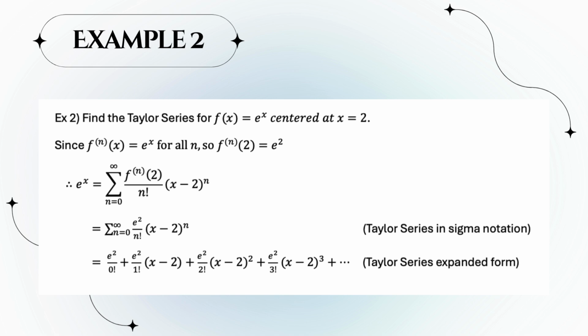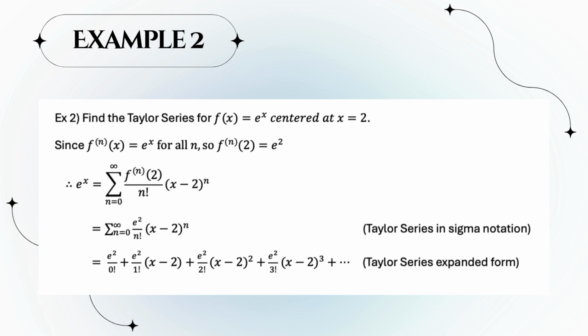Here's another example. Let's find the Taylor series for e to the x centered at x equals 2. We start by noticing that the derivative of e to the x is always e to the x, no matter how many times we differentiate it. So every derivative of e to the x at x equals 2 is just e squared. Now we plug that into the Taylor series formula.